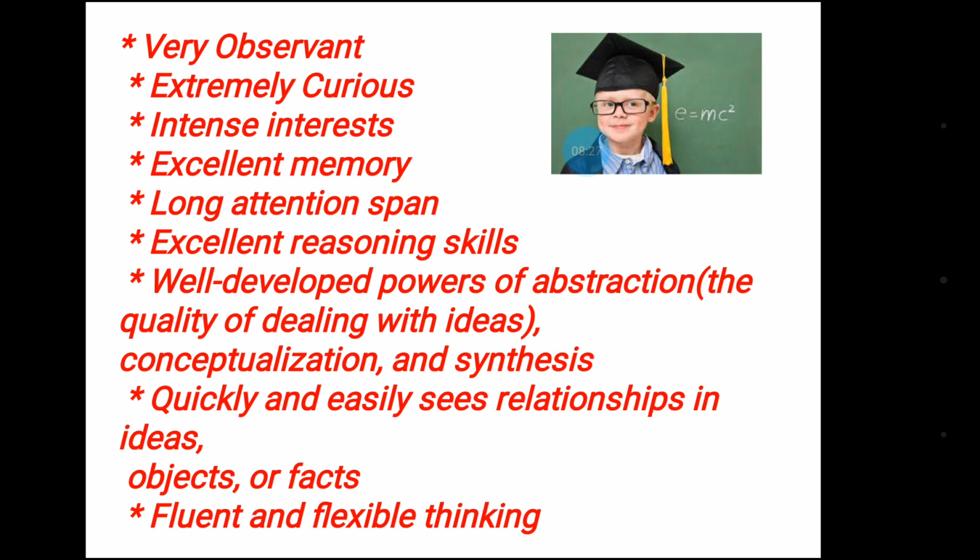So such children can correlate things, correlate their ideas with other ideas and any type of fact or object. So they can see easily relationship in ideas, objects, and facts. Such children are very fluent and flexible thinkers. Actually, they are original thinkers. They do not believe in imitating others, copying others. Of course, they are very fluent writers, fluent speakers, and their thinking has very much flexibility. So they have a flexible bent of mind.